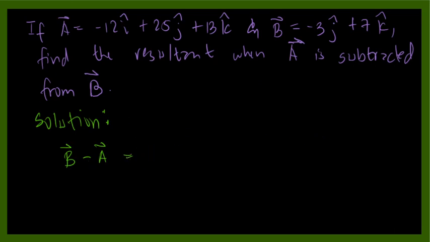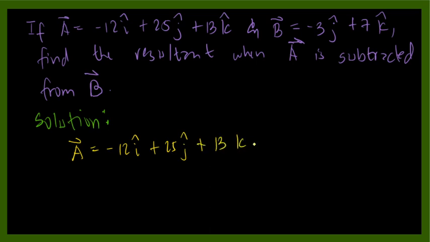First, maybe we should write first our given vectors, so that we will have a much clearer view. This is negative 12 i hat plus 25 j hat plus 13 k hat. And our B is equal to negative 3 j hat, so we need to align this one to the j, plus 7 k hat.